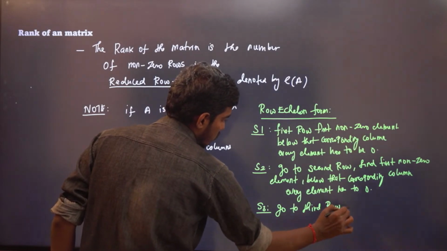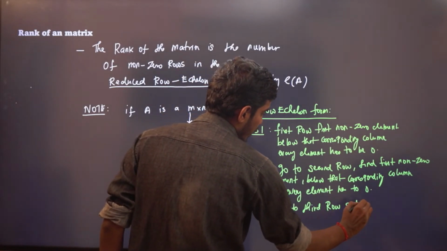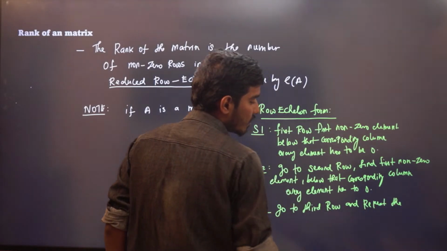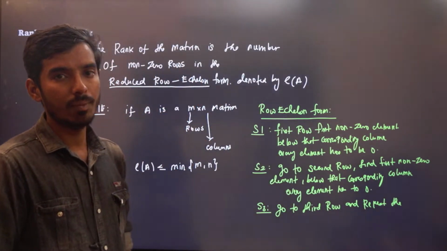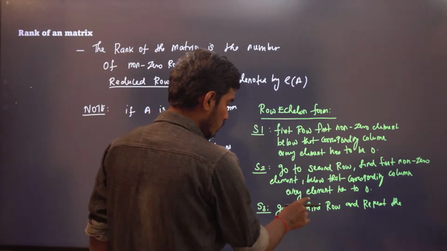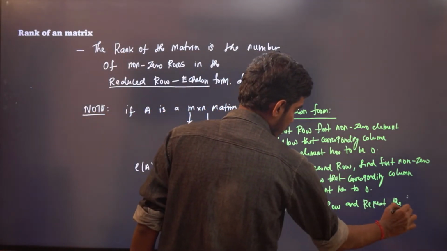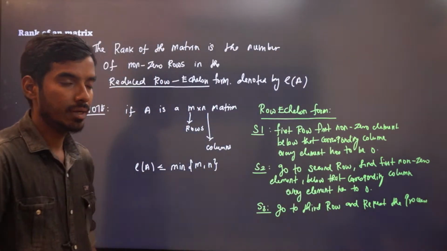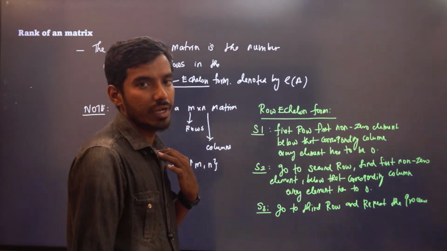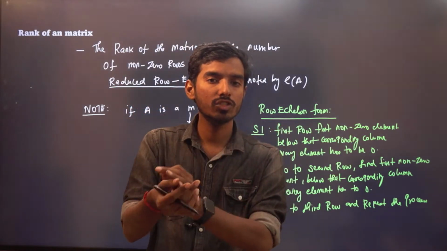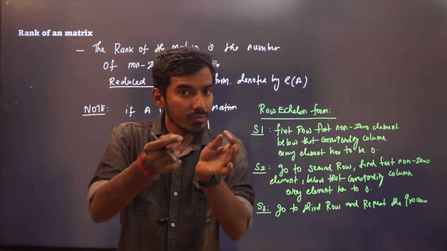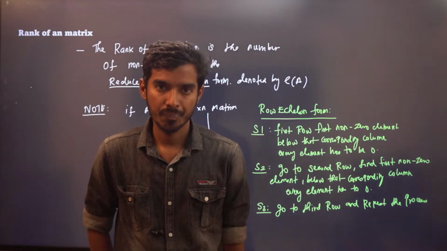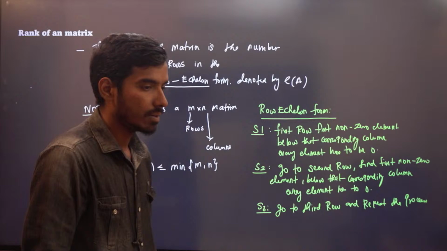Go to the third row and repeat the process. Repeat means: if there is a first non-zero element, make the element below it 0. Go to the third row and repeat the process. You can stop the process when there is no non-zero element in that row. Even if there is some non-zero element, if there is no row below, you can stop. We will do this with examples.